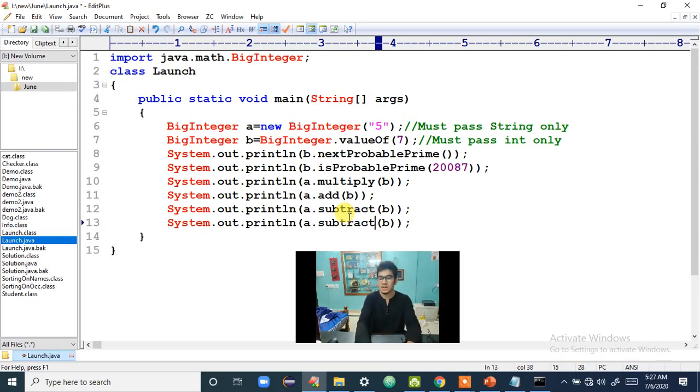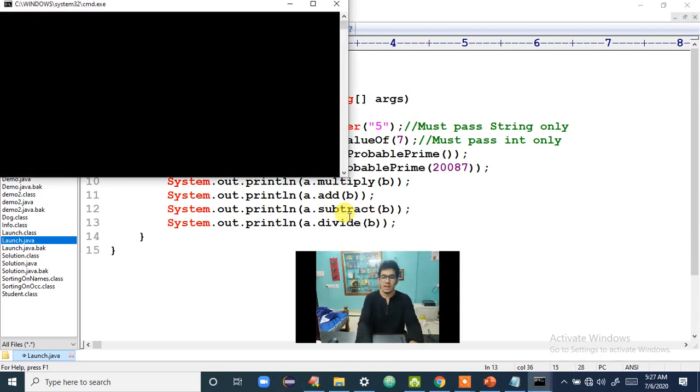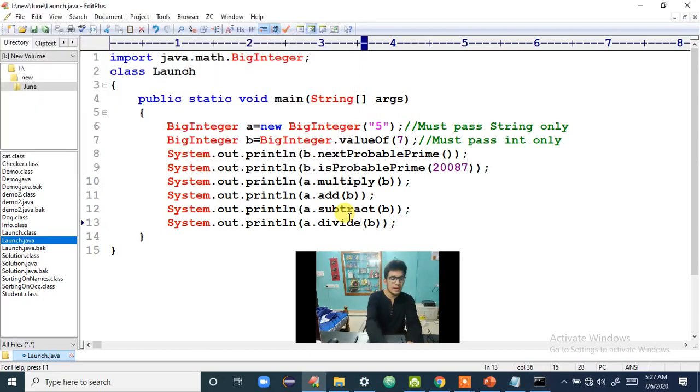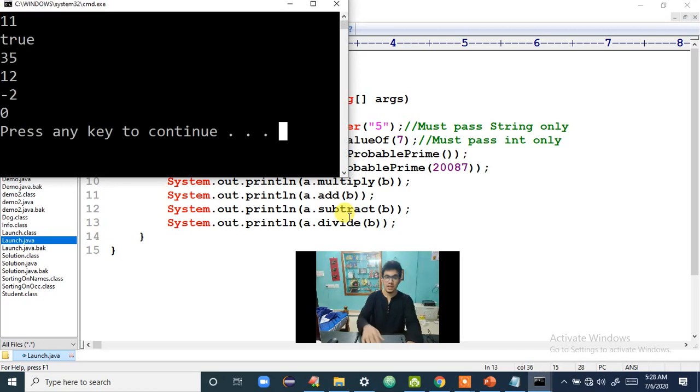Next was the method divide, right? So divide. Let's see here. a dot divide b. Okay, so I have compiled. What is 5 divided by 7? Answer is 0. 5 divided by 7, maybe it is 0.71, something like that. But it is not BigDecimal, it is BigInteger here. It is still an integer only. And in integer, 0 point something means it is 0 only, right? So that's why the answer is 0.